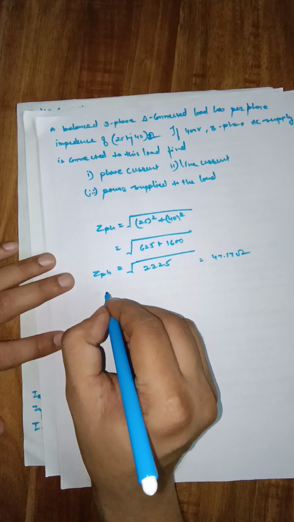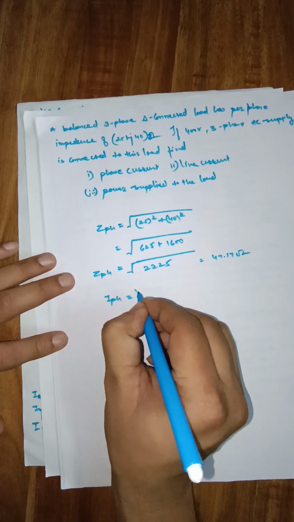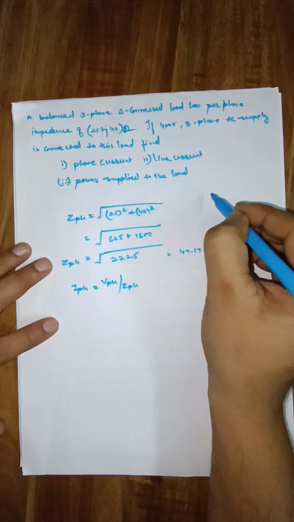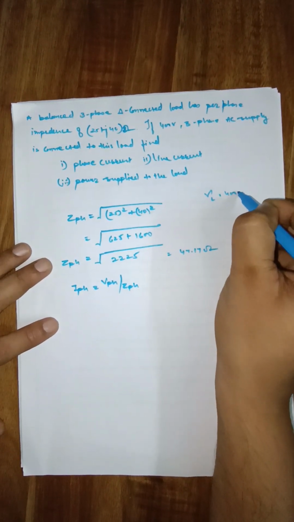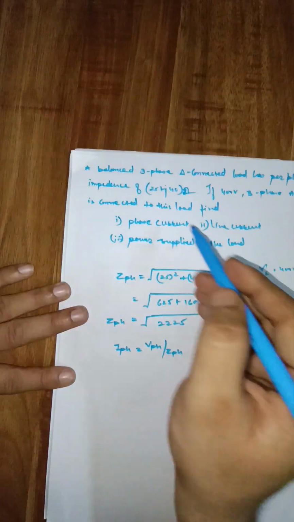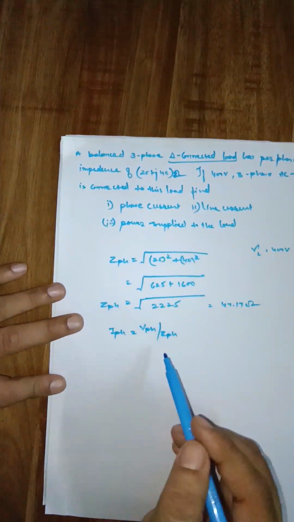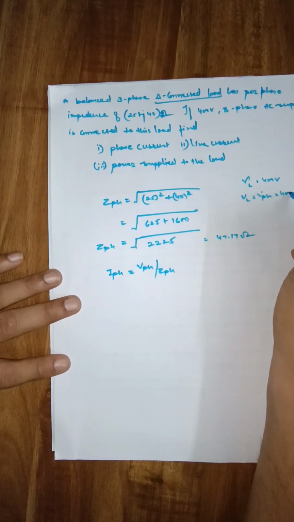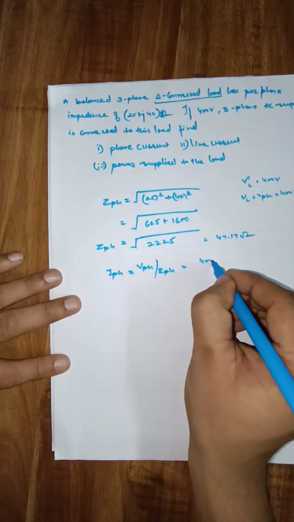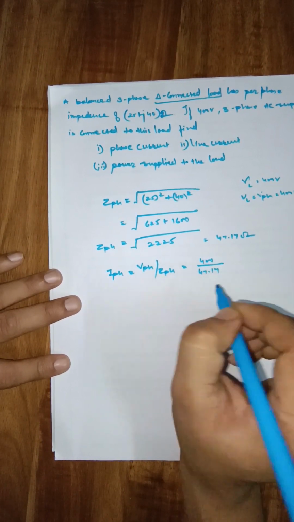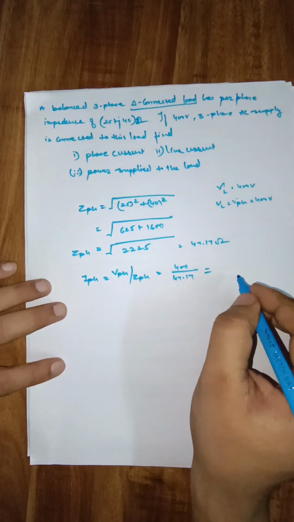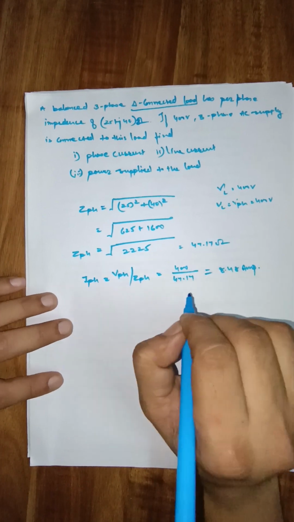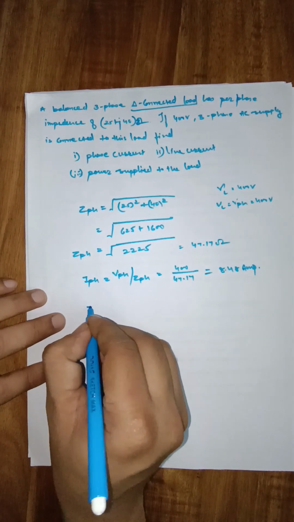Now what will the value of IPH? IPH will be equal to VPH upon ZPH. As we know, here the voltage VL is given. VL is equal to 400 volt, and in delta connection it is given that delta connected load. So in delta connection, VL equal to VPH. So it will also be equal to 400 volt. So 400 upon 47.17. So the value will come out to be 8.48 ampere. Clear?